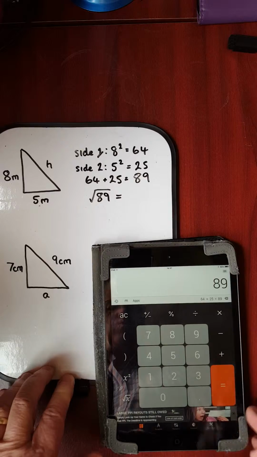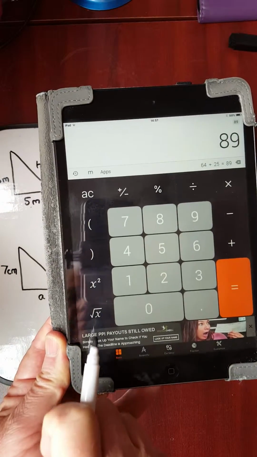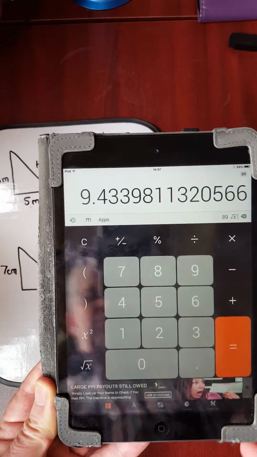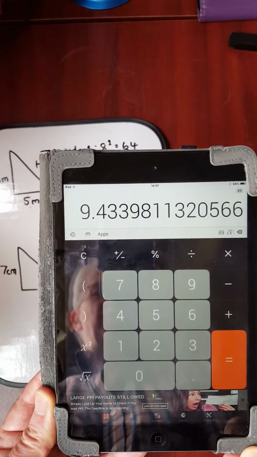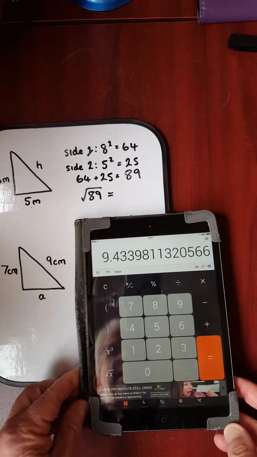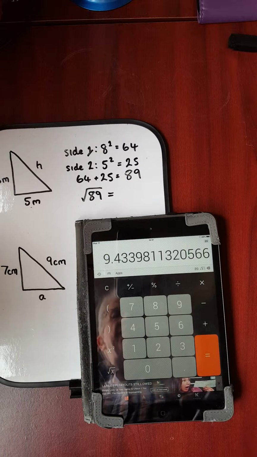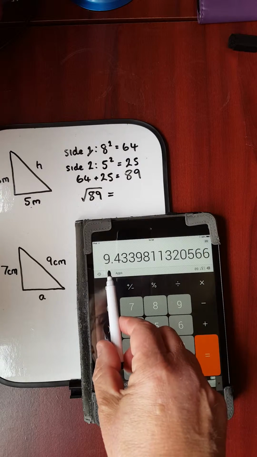So the square root, on my calculator here, the square root sign looks like that, square root of x. Sometimes it doesn't actually show you the x in there. All you do is you put the number in normally, the 89, and then hit the square root button, and there we go, we've got a number. It's 9 point something. Should it be 9 point something?